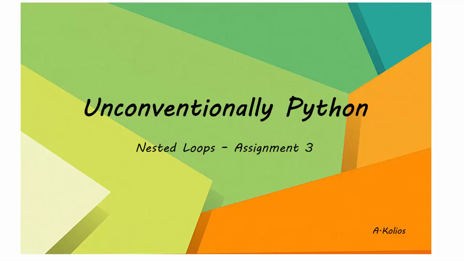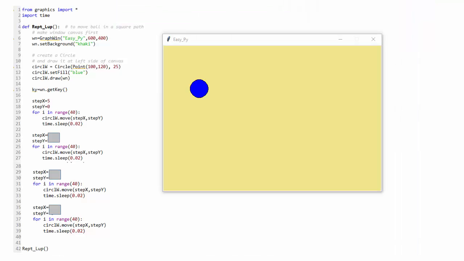Hello, this is the assignment 3 of nested loops. The Python code to the left has produced the window you see on the right of the screen. You will see the ball moving in a square kind of a path.